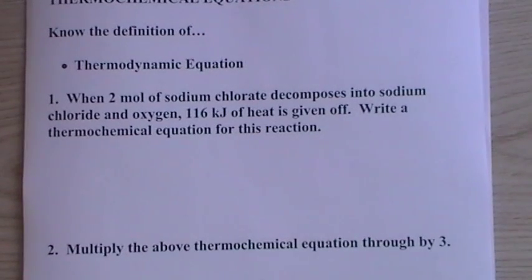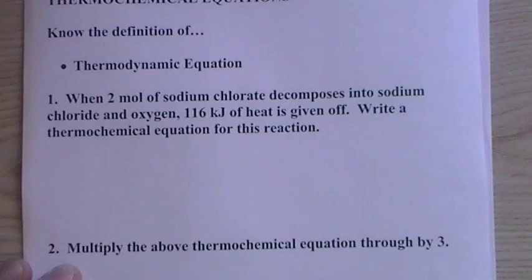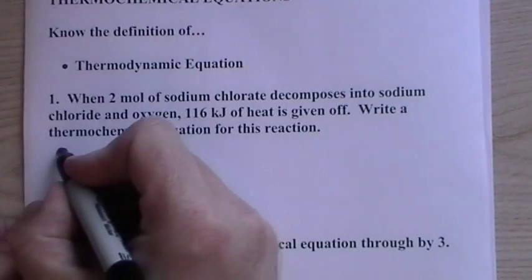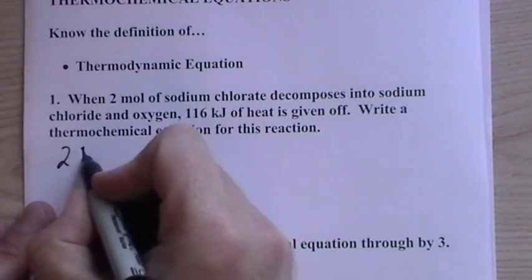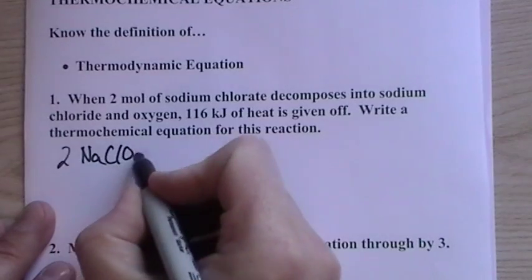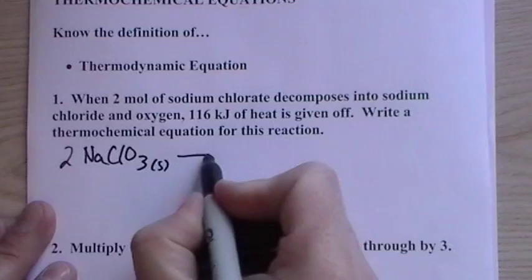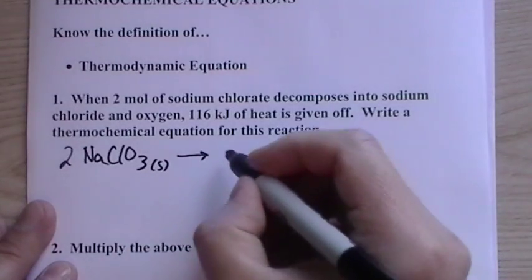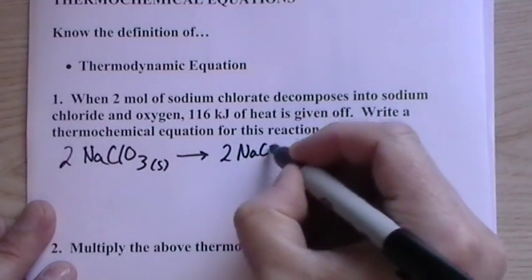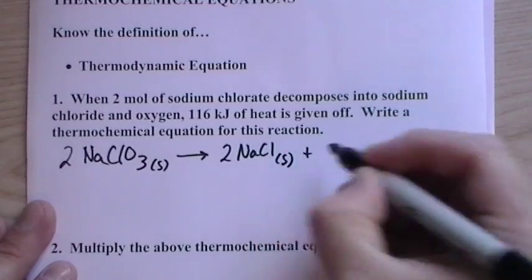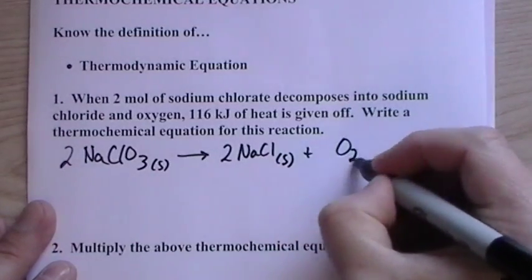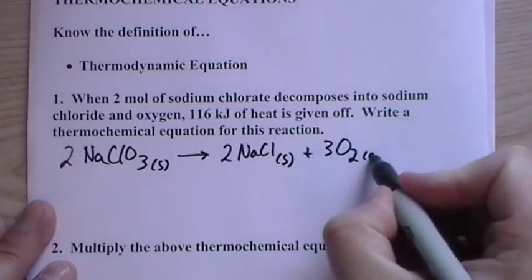So when 2 moles of sodium chlorate decomposes into sodium chloride and oxygen, 116 kilojoules of heat is given off. Write a thermochemical equation for this reaction. So we have 2 moles of sodium chlorate, and on the exam too you'd be given the phases, but it's solid, and goes to sodium chloride. I'm just going to balance as I go, since I can pretty much guess what this is. And then oxygen is O2, so that should be 3, and that should be a gas.